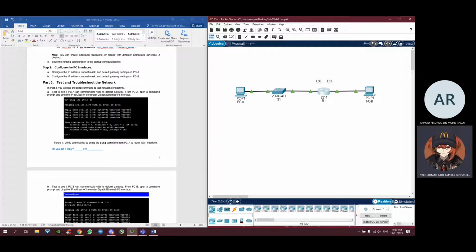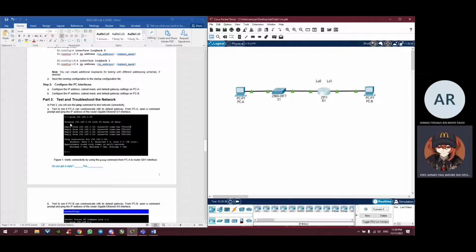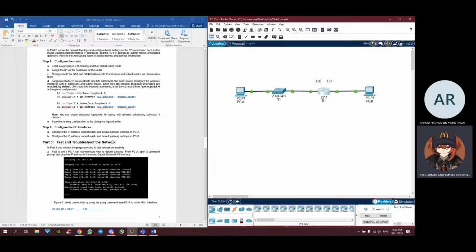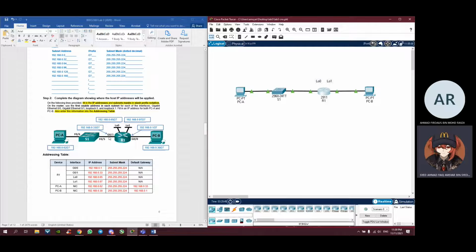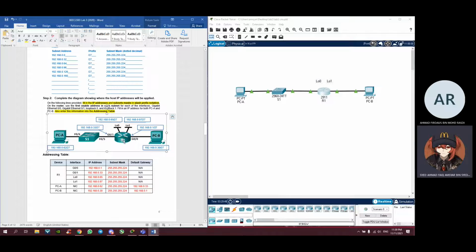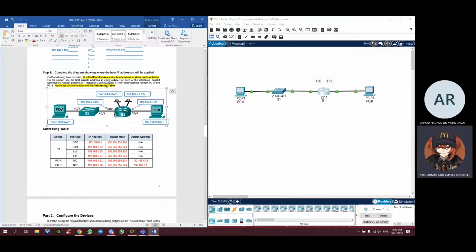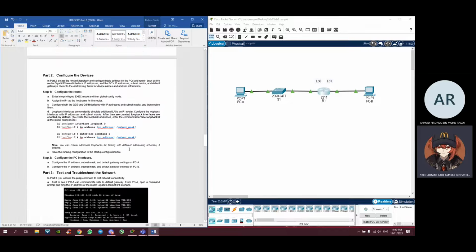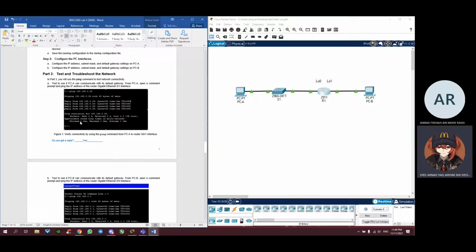Test to see if PCA can communicate with its default gateway. From PCA, open a command prompt and ping the IP address of the router Gigabit Ethernet 0/1 interface. So we need to fill in the IP address for the router, which is 192.168.0.33. Just right here, and then we get the result.